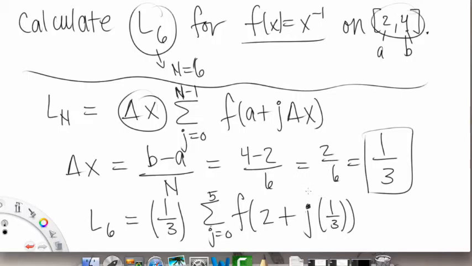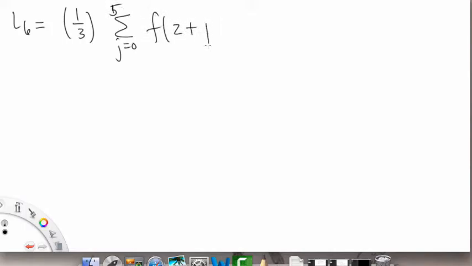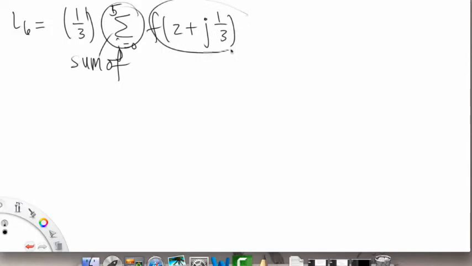Okay, so now let's see what happens here. From here we have L sub 6 is equal to 1 over 3 times the sum of j equals 0 up to n minus 1, which was a 5, and then f of 2 plus j times 1 over 3. So what do we do now? What does this mean? Remember that this symbol here means sum of, and then this denotes our formula for the terms to be added.